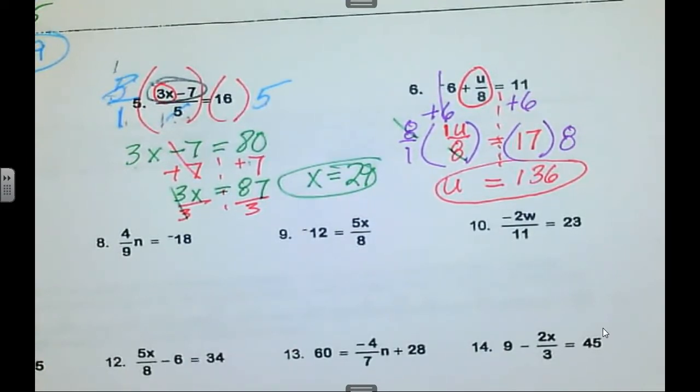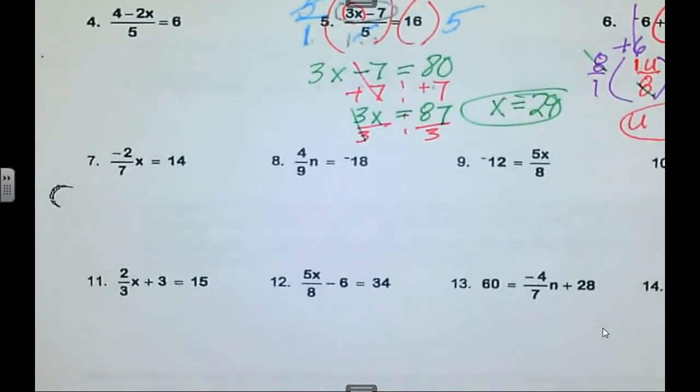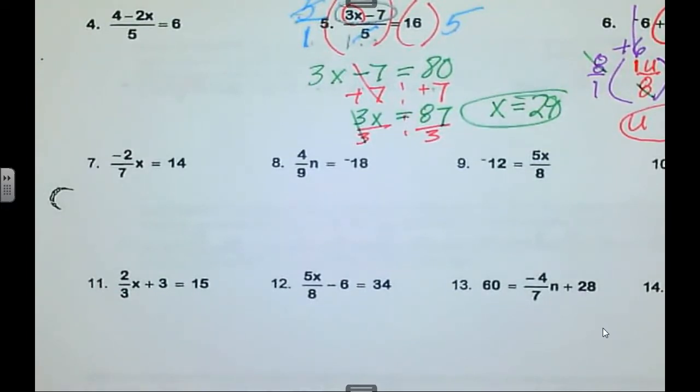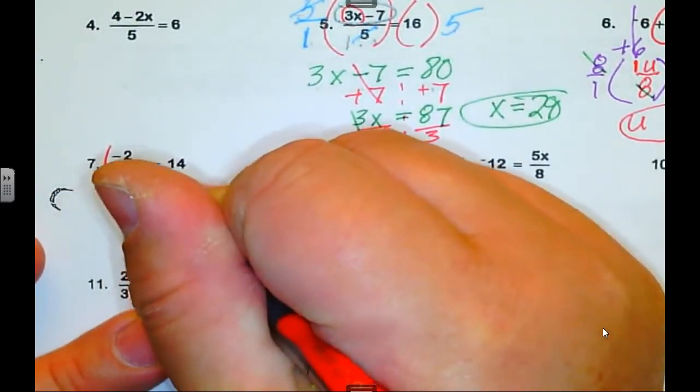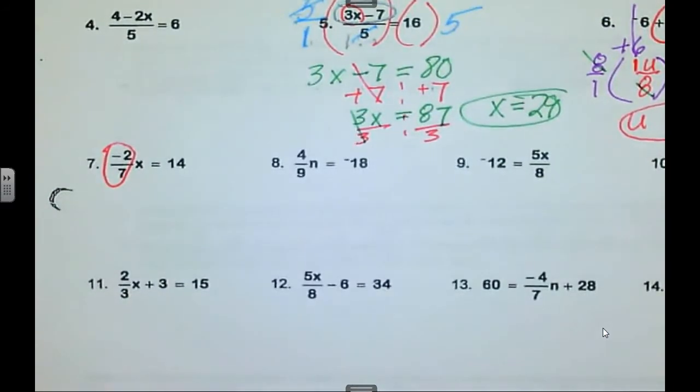How about number 7? Number 7 is a good one. Negative 2/7 times x. Now, my negative 2/7 is the coefficient of x. And if you know the shortcut, or the little secret, it's not a secret anymore because this section is called solving multi-step equations using reciprocals.